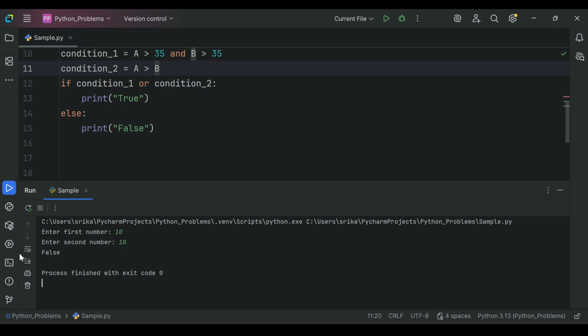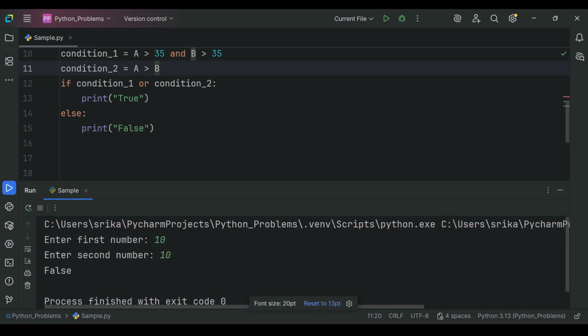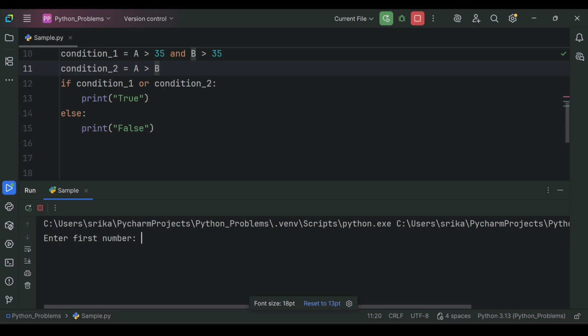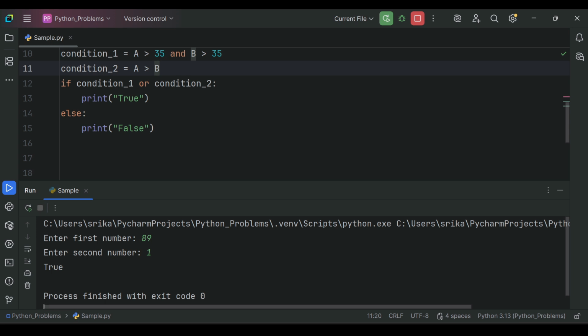Now see, this is a false value. Why? Because the first condition is not satisfied, then the output is false. This is also not satisfied, then this is also false, the output will print false. Suppose here I am giving 89 and another number I am giving just 1. See, it's a true value. Why? Because the first condition becomes false, but the second condition becomes true. Then the output should print true.